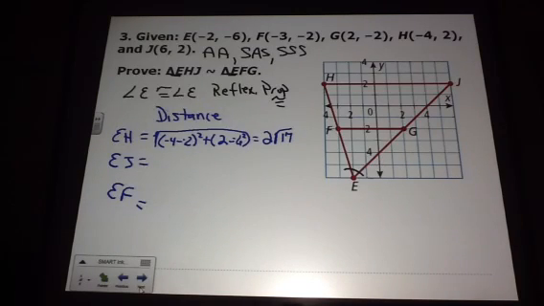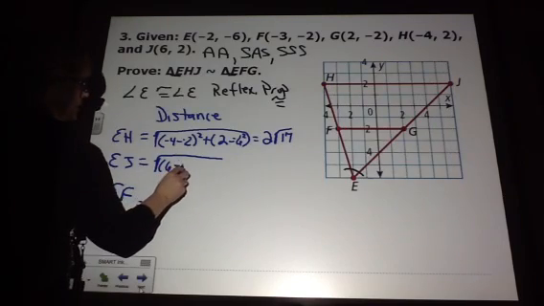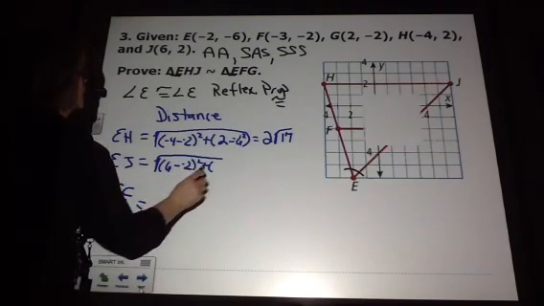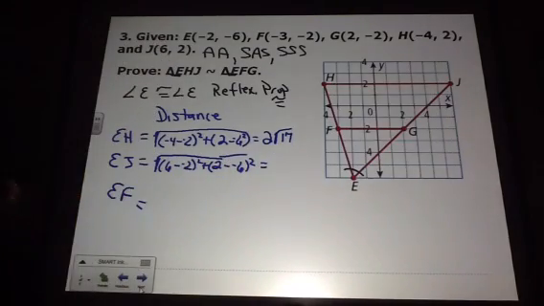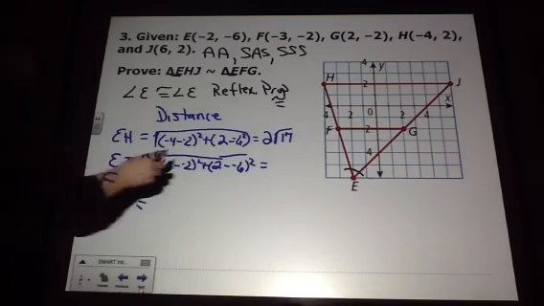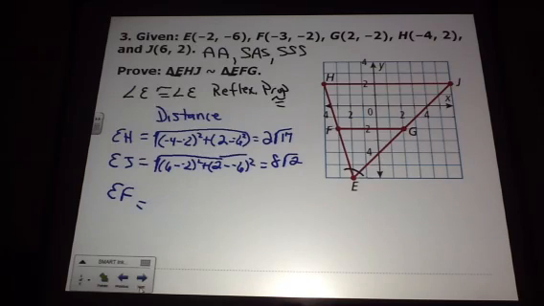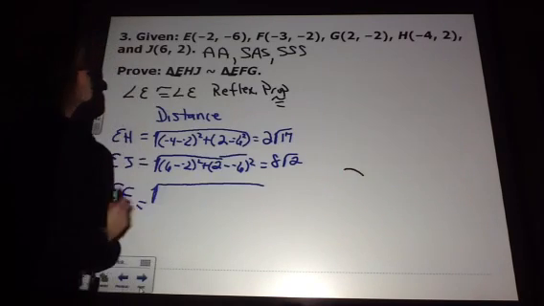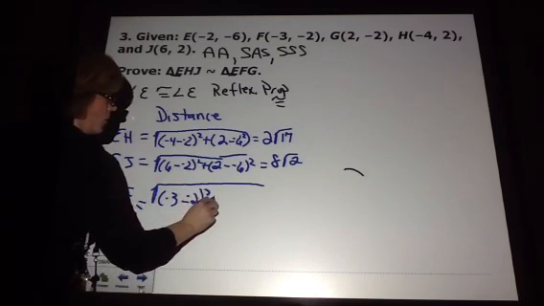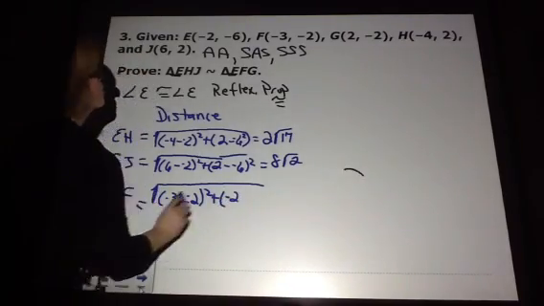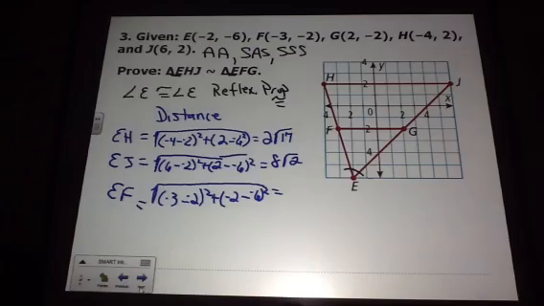And then EJ, I'm going to take (6 minus -2) squared plus (2 minus -6) squared. And when I simplify that out, I get 8 square root of 2. And EF, so I have (-3 minus -2) squared plus (-2 minus -6) squared. When I simplify it out, I get the square root of 17.